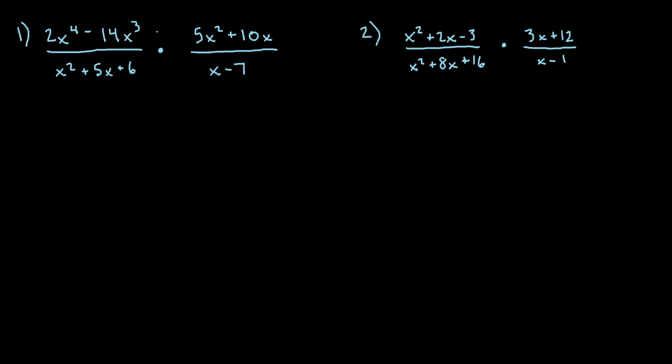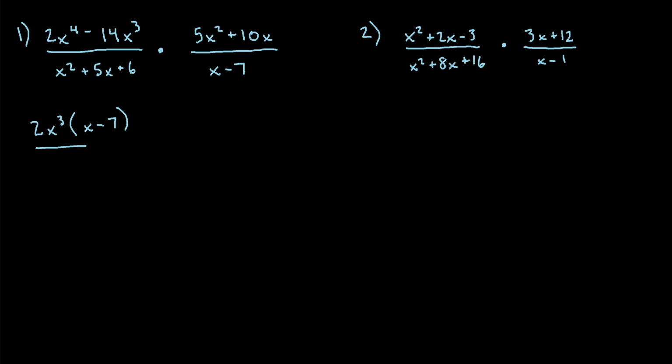So to multiply these two rational expressions, we just want to factor the numerator and the denominator of each expression and then just multiply straight across. So let's go ahead and do that. Let's look at the numerator of this expression, 2x to the fourth minus 14x cubed. What is a common term that we can pull out of 2x to the fourth and 14x cubed? Well, that would be 2x to the third. We can pull that out of each term, and we'd be left with x minus 7.